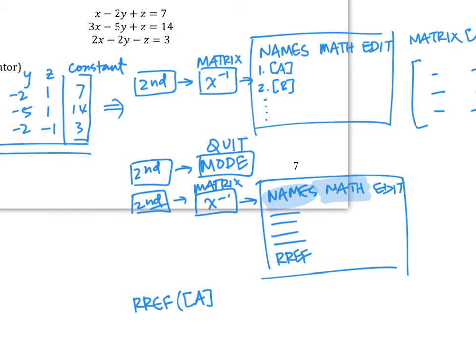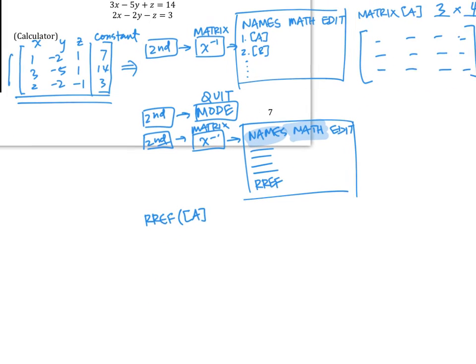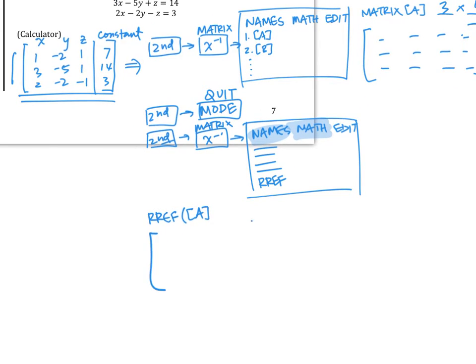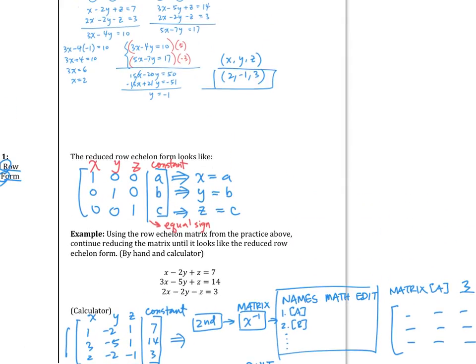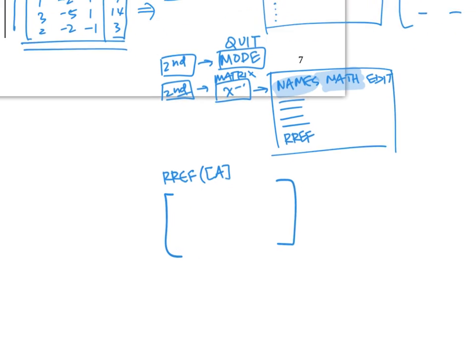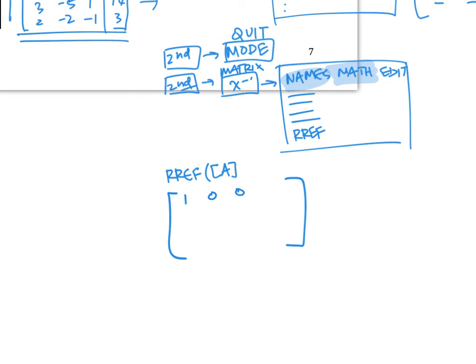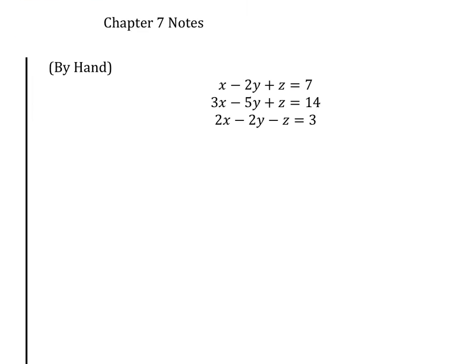And now it's going to say RREF matrix A. And then press enter again. And then it will give you the answers in matrix form. So it should look something like this. What was our answer before? 2, -1, 3. So you're going to see 1, 0, 0, 2, 0, 1, 0, -1, 0, 0, 1, 3. So that tells you that this is the answer to 1, -3.